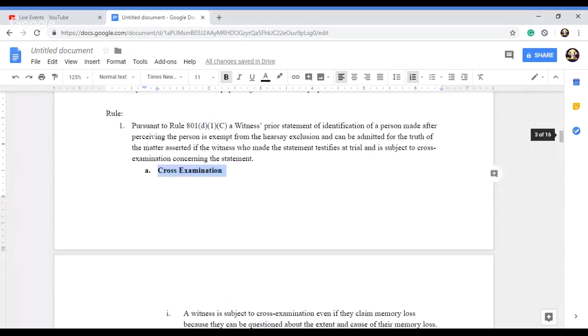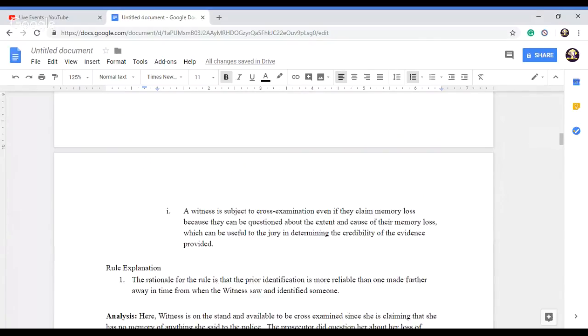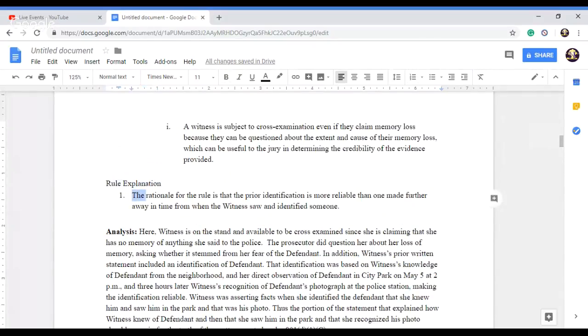So here we have the bar against hearsay, we have the exemption 801(d)(1)(C), and we have subject to cross-examination. We have cross-examination, which is now defined here. A witness is subject to cross-examination even if, and so on. And then we have the rule explanation. And as you'll start seeing going forward, the rule explanation goes forward and starts saying the rationale. And here it is. The rationale for the rule is that prior identification is more reliable than one made further away from the time when the witness saw and identified someone.